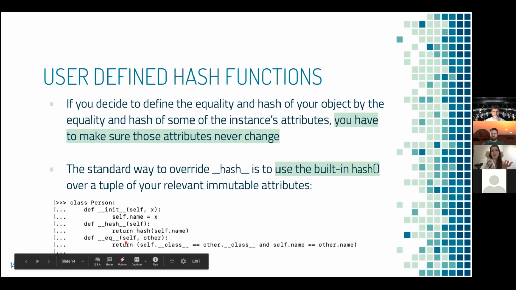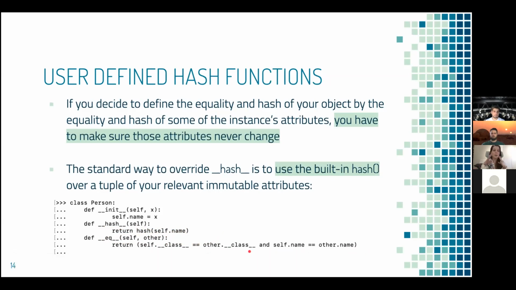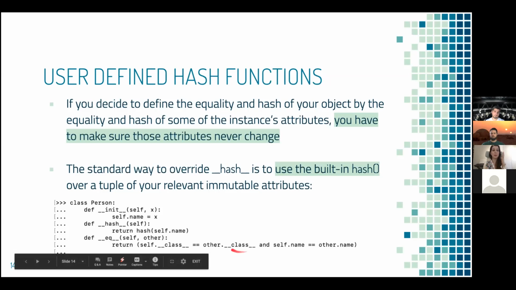And then you also are overriding your dunder eq. And this is quite a simplification, because I'm saying that two persons are the same person if they have the same name. So this is a very simple example, but this is how you can do it. To redefine your dunder hash, you usually call the built-in hash with some immutable attributes. And then you can redefine eq however you like, but remember to redefine both.